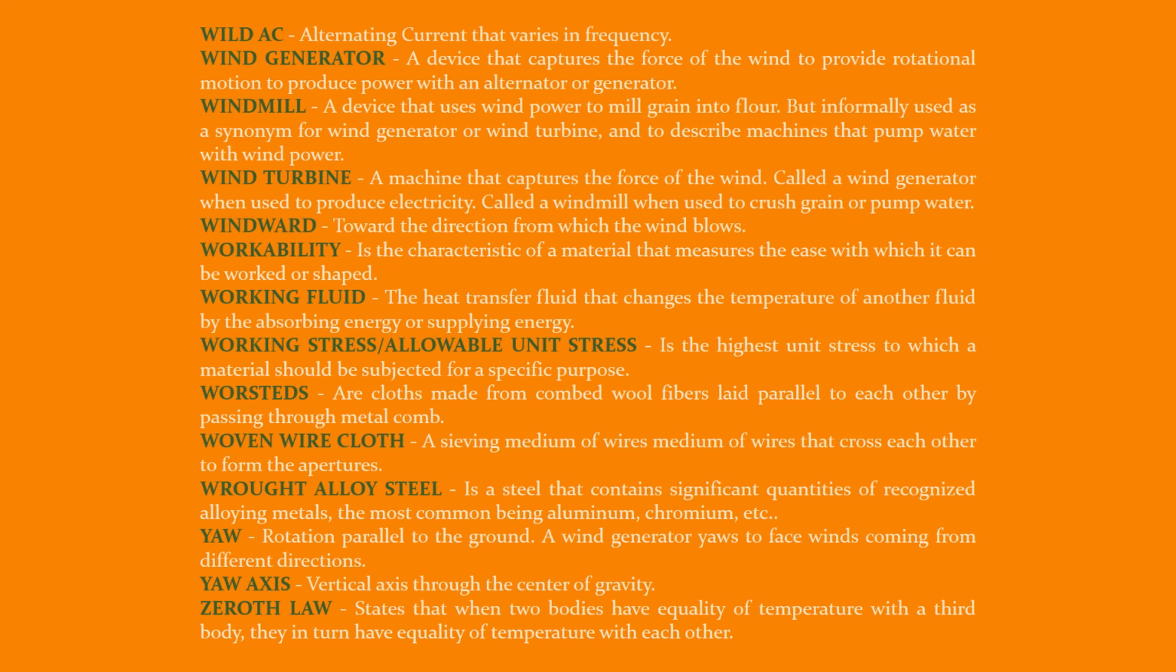Wrought alloy steel: a steel that contains significant quantities of recognized alloying metals, the most common being aluminum, chromium, etc. Yaw: rotation parallel to the ground. A wind generator yaws to face winds coming from different directions. Yaw axis: vertical axis through the center of gravity. Zeroth law: states that when two bodies have equality of temperature with a third body, they in turn have equality of temperature with each other.